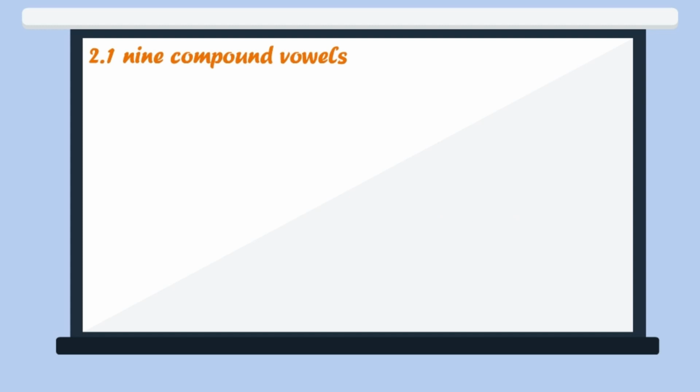Next compound vowel, ao. This is a falling compound. When pronouncing ao, first pronounce the simple vowel ah, and gradually switch to the sound oo. And ah should be pronounced longer and louder, while oo is shorter and lighter. This sound is similar to the letters OW in the English word how. Please read after me.